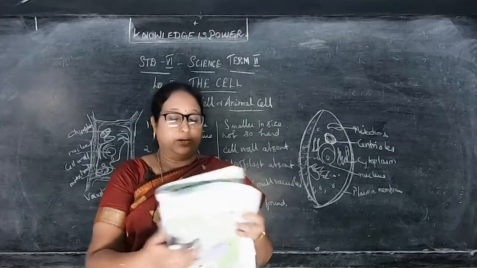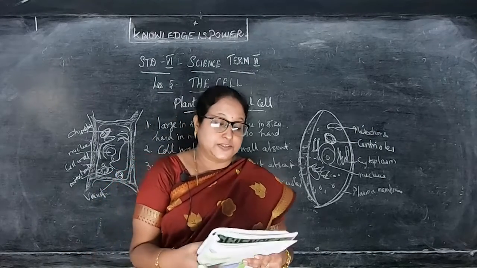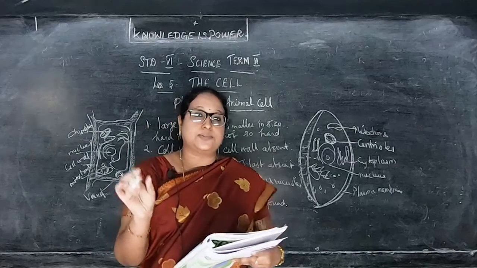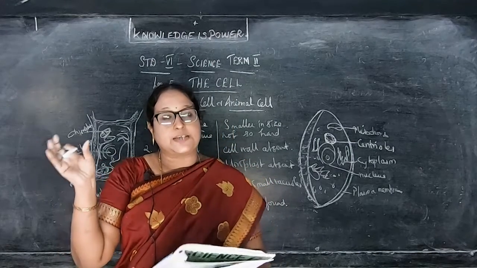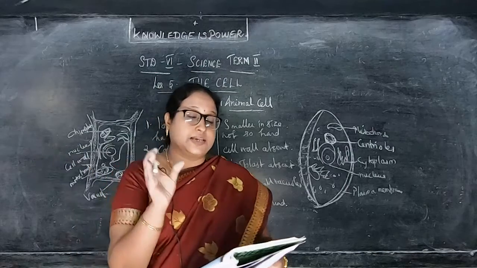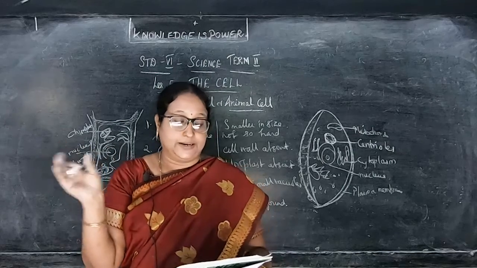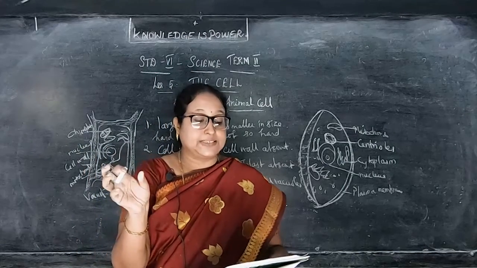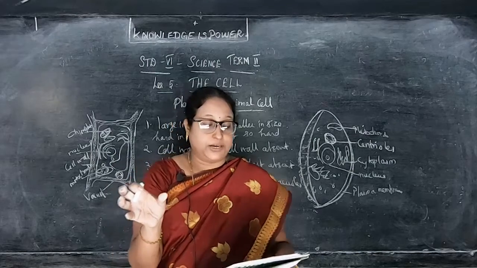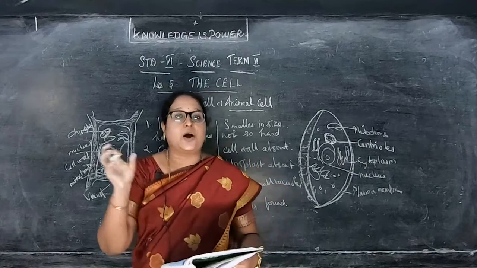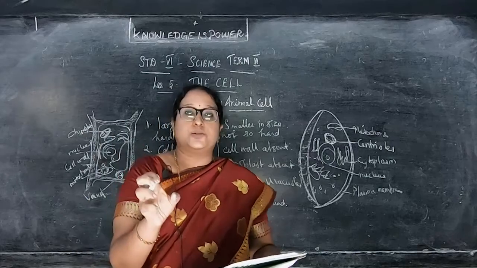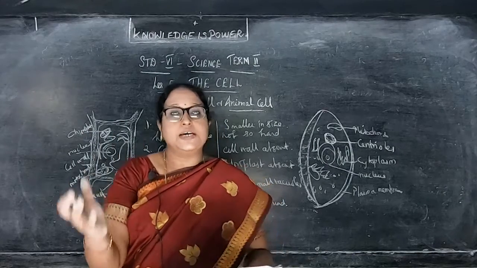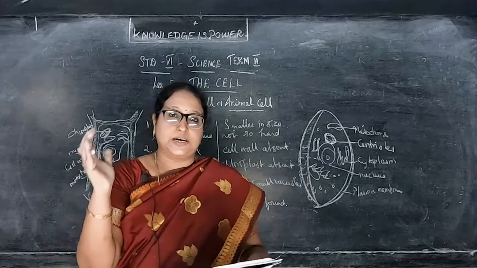Next are the cell components and their functions. First, the cell wall surrounds and protects the cell and makes it strong. So what is the special name? It's a supporter and protector. Next, the cell membrane protects the cell and controls the movement of materials in and out of the cell. So it is called the gate of the cell.